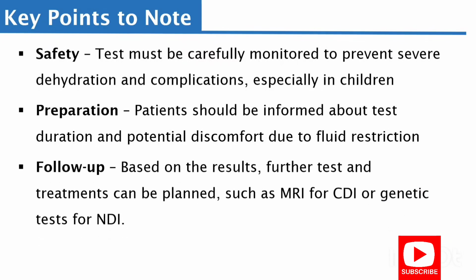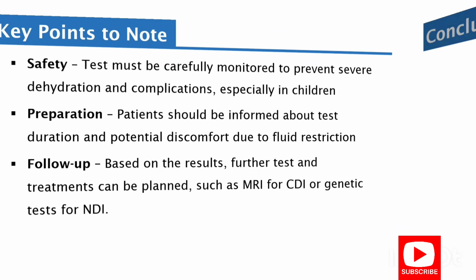And another one is follow-up. Then we need to follow this person up, and from the result we'll know whether it is central diabetes insipidus or nephrogenic diabetes insipidus, whichever one it is. We then need to further investigate during our follow-up, and that can lead us to look at things like an MRI scan in terms of CDI, or a genetic test in terms of NDI. So these are some points to note.